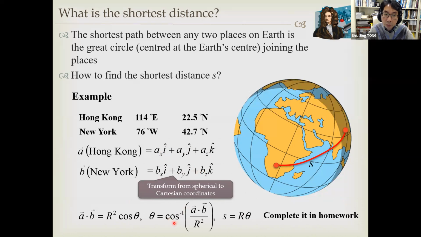So that means when I use the dot product, I divide it by R squared, and then I take arc cosine, I get the angle theta. And if I multiply the angle theta by R, of course, theta is in radian, I will get the shortest flying distance between the two places. So let's do it in your homework. In homework, you will be given two places on Earth, and you are required to find the shortest flying distance by using a dot product.